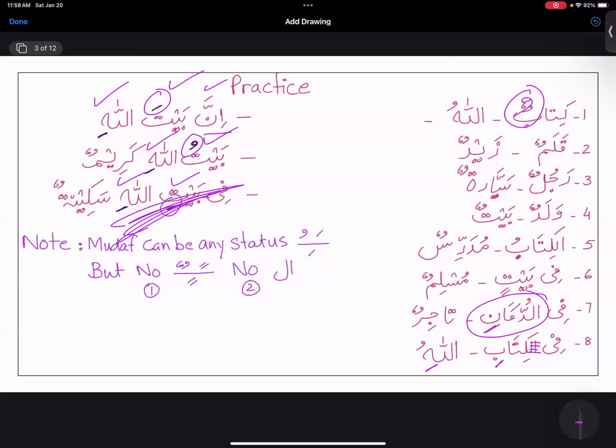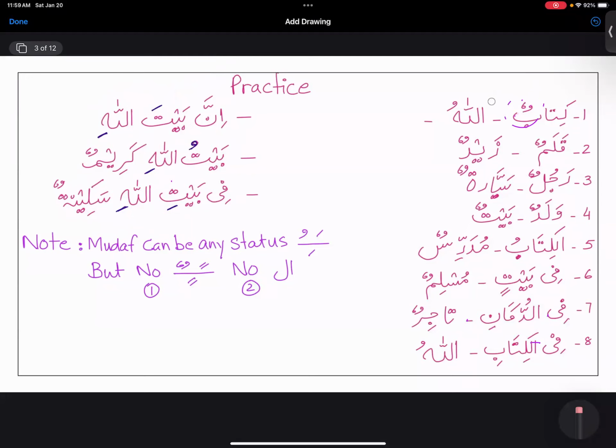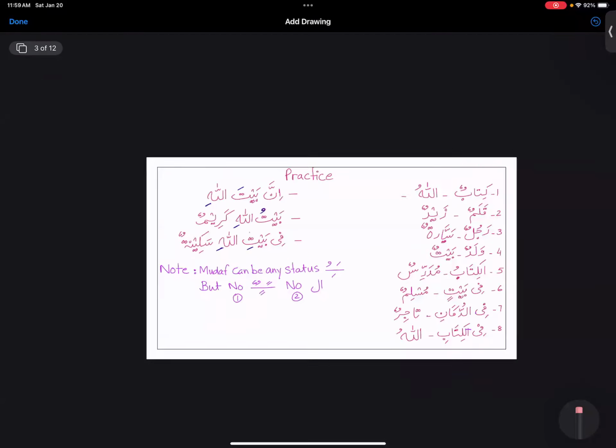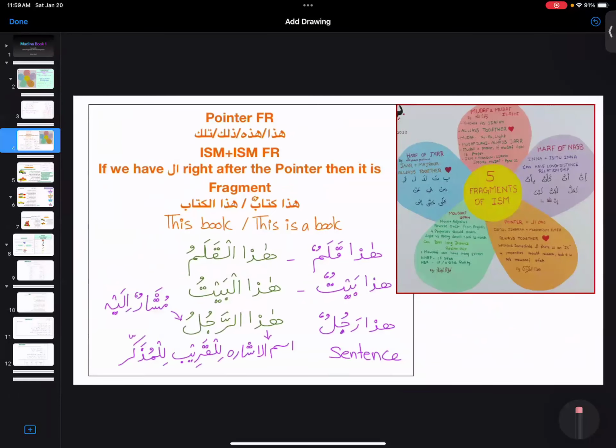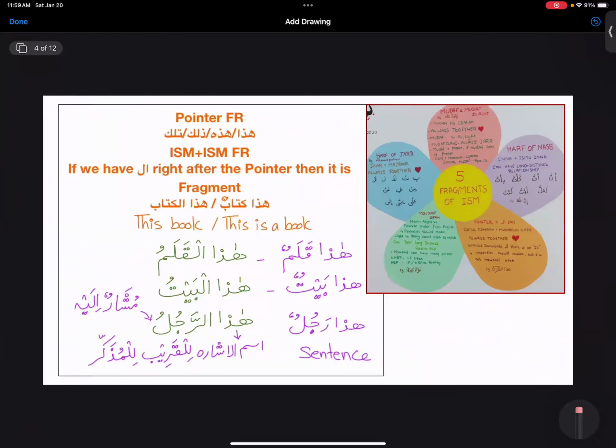So we need to make note of all that. That is very valuable knowledge you are getting, and you will see a lot of these things in the Quran Pak. So you need to be very strong on it. Listen to this lecture one more time if it is not making sense to you right now.